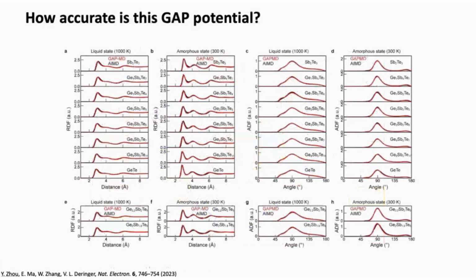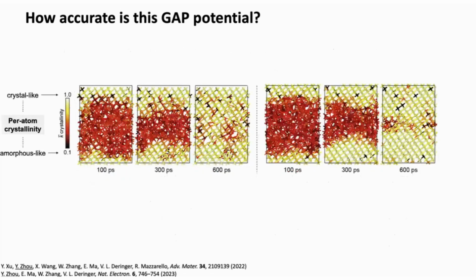We have performed a very comprehensive validation of our GeTe GAP-22 based on a variety of structure analyses across different GeTe compositions. Here, I'll show you the results of RDF and ADF, and you can see they all show very good agreement with the AIMD reference. But I think it's more straightforward to compare the same crystallization simulation using GAP and AIMD side by side. Please note that here, we use a SOAP-based similarity kernel to define the per-atom crystallinity. So you will have red colors, which indicate amorphous-like atoms, and yellow atoms represent the crystalline particles.